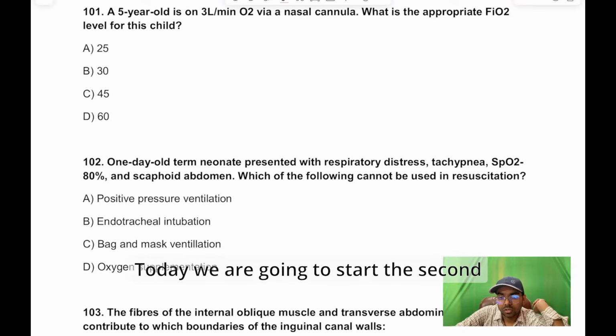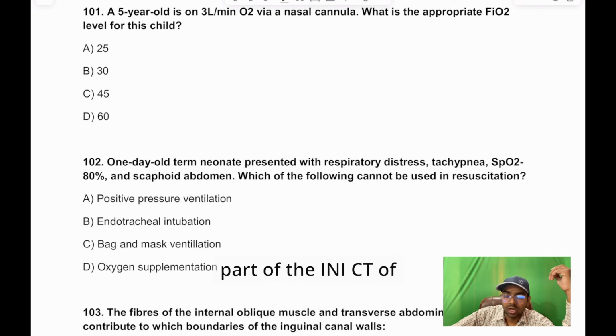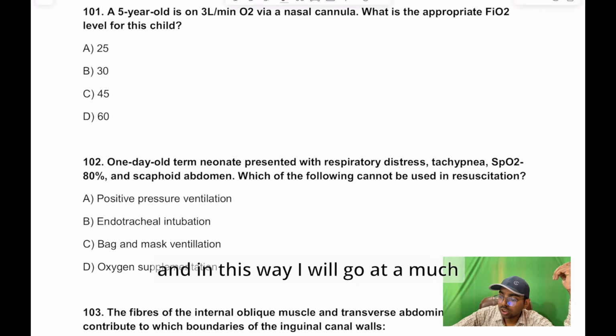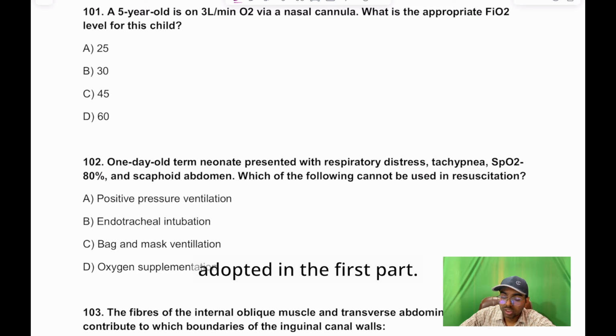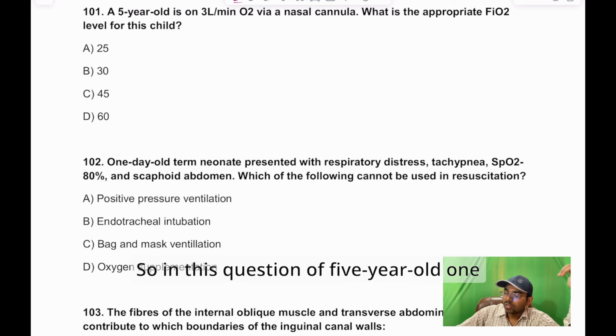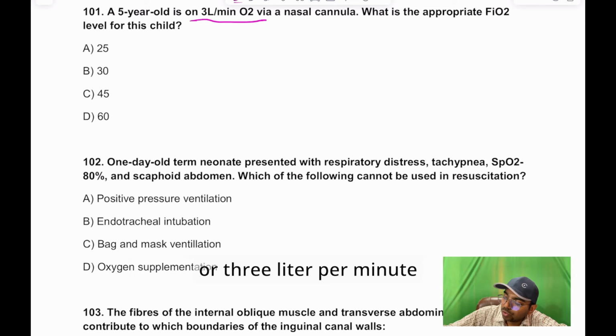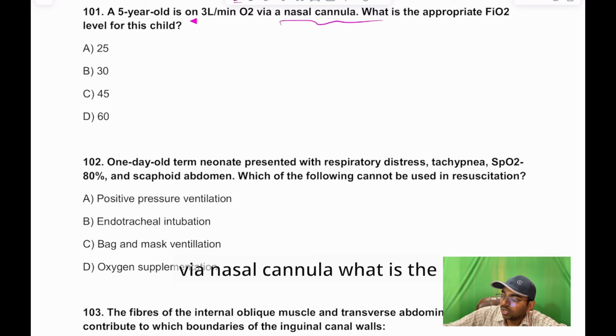Now today we are going to start the second part of the INICET November 2023 discussion, and in this part I will go at a much quicker pace than the speed I adopted in the first part. So in this question, a 5-year-old on 1 to 3 liters per minute via nasal cannula, what is the appropriate FiO2?